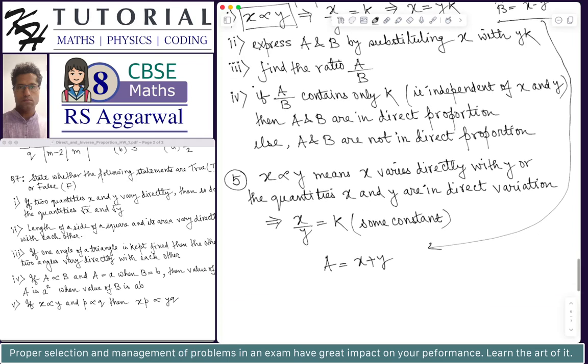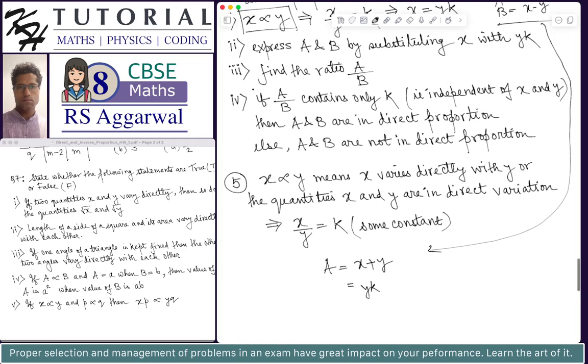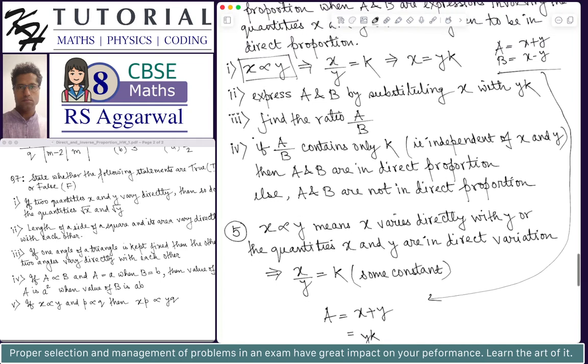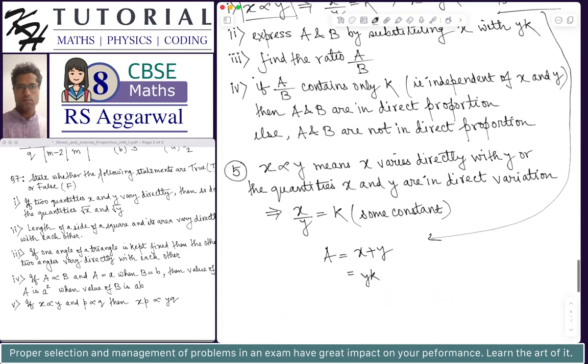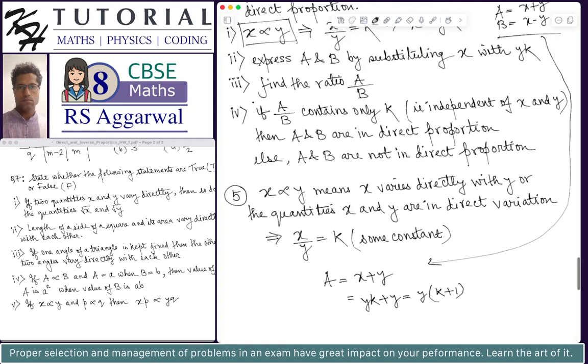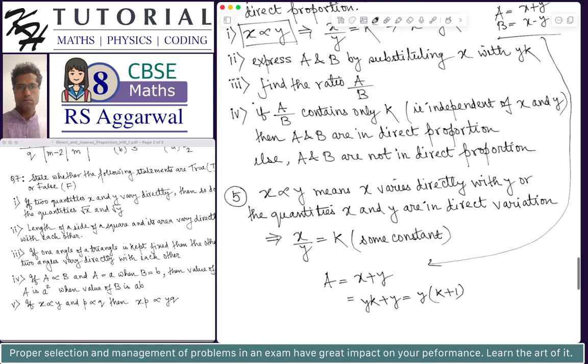So this we can write as YK plus Y, since we know that X and Y are in direct variation. X by Y we have assumed to be the constant of proportionality K. So X by Y is equal to K, which means X is equal to YK. So we have YK plus Y, which is equal to, we can take Y common, Y into K plus 1. So this is what I mean by saying express A by substituting X with YK.